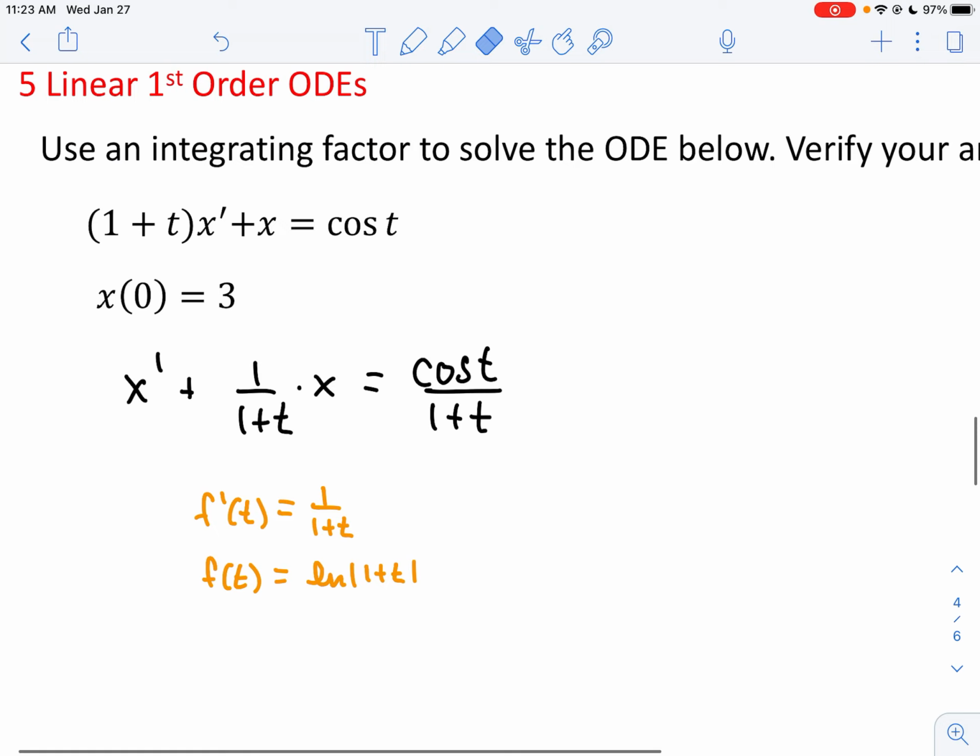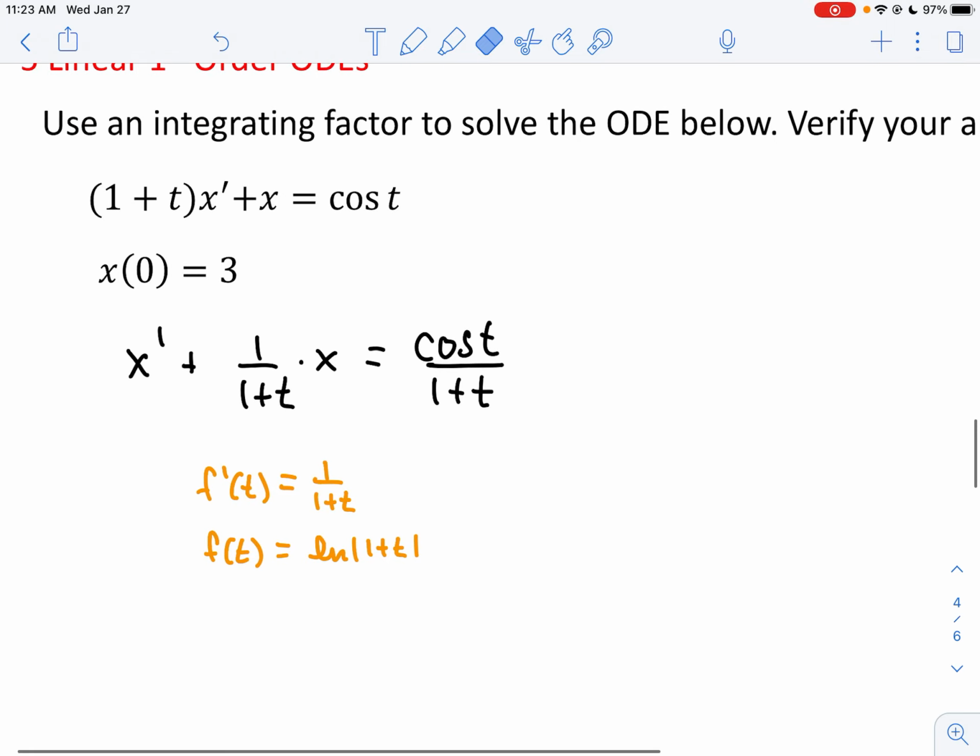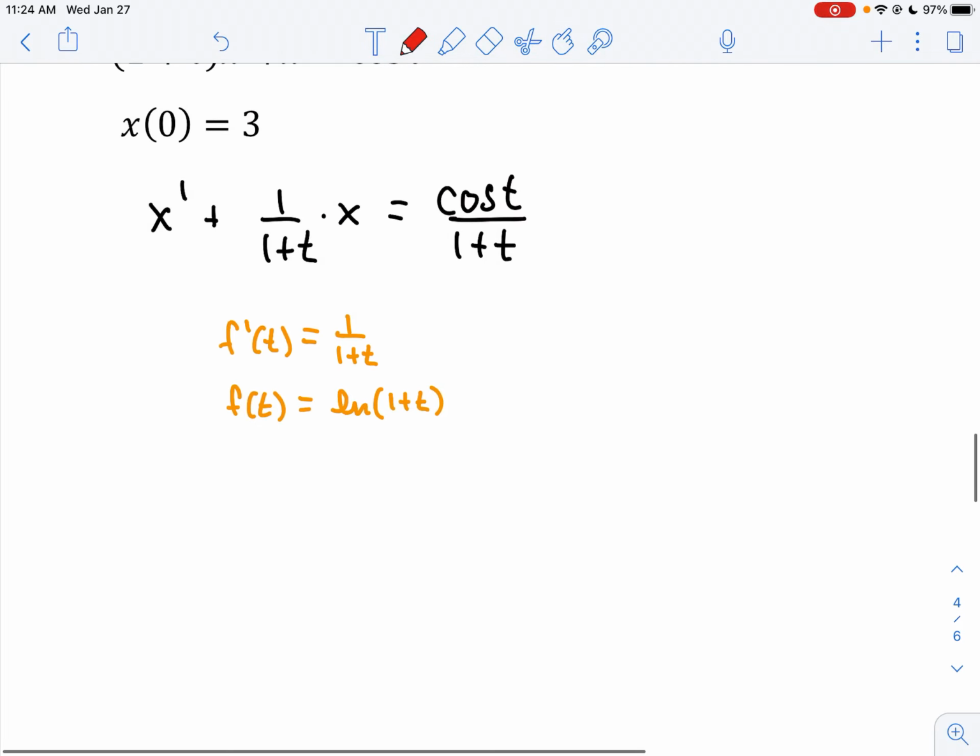We could go ahead and make an assumption that 1 plus t must be positive and not deal with the absolute values on this. Say f of t equals natural log of just 1 plus t. All that matters is that I find any function whose derivative is this. So this function, even without the absolute values, the derivative of natural log of 1 plus t is 1 over 1 plus t. So without the absolute values, we should still be able to push this through with our integrating factor. So let's construct the integrating factor next.